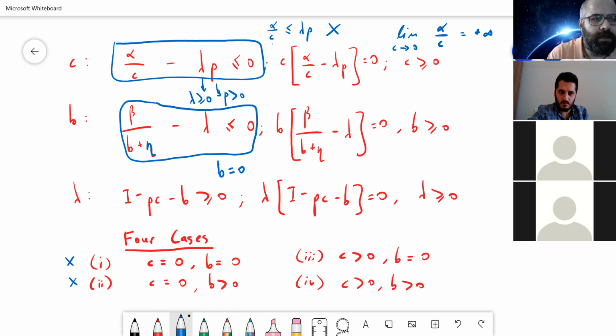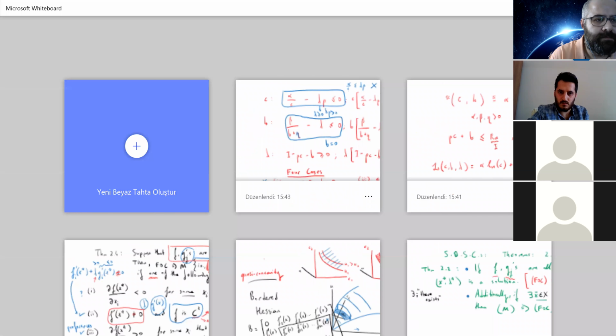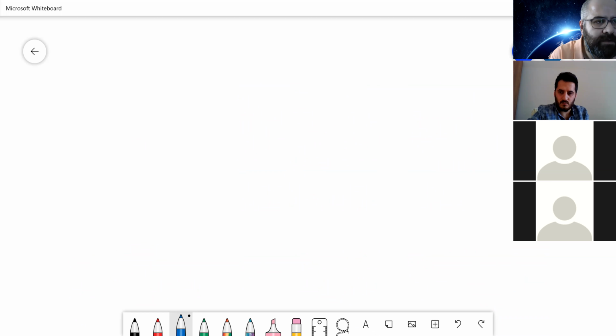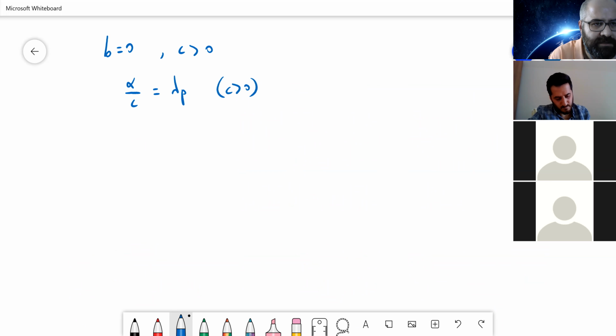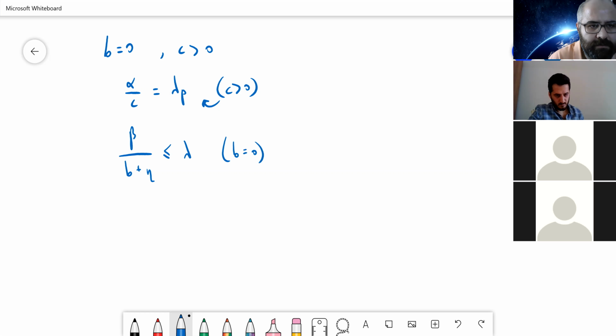Well, you're going to check the two cases. Okay? So if b is equal to 0 and c is greater than 0, what do you have? You have alpha divided by c equals lambda P, right? Because c is greater than 0. Okay? And then you have beta divided by b plus eta less than or equal to lambda. Because, oh, sorry. Yes, because b is equal to 0. Okay? And you have the constraint. Constraint now looks like this.